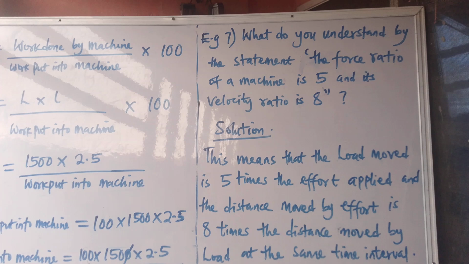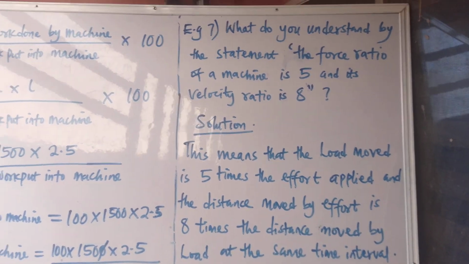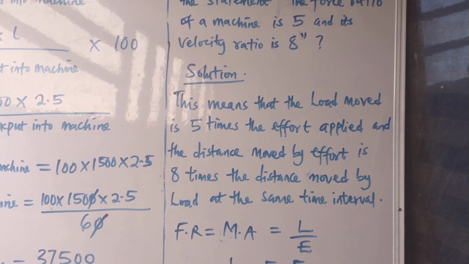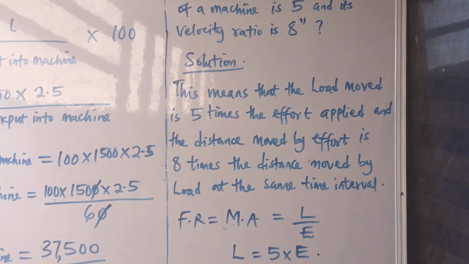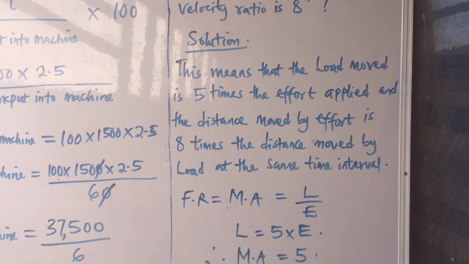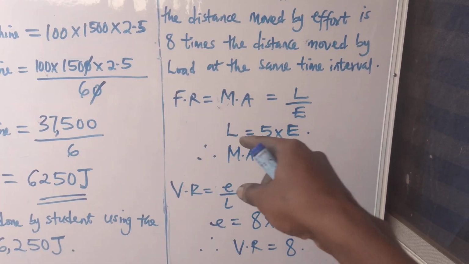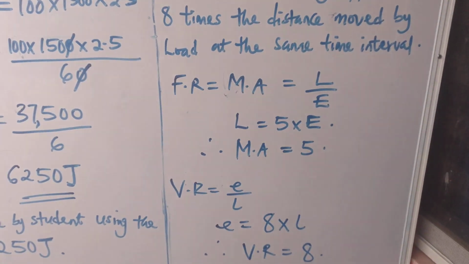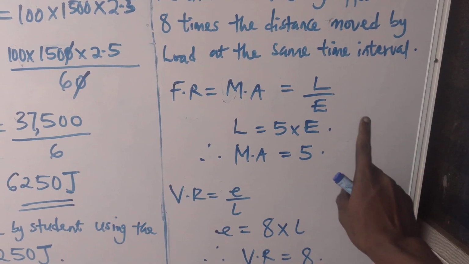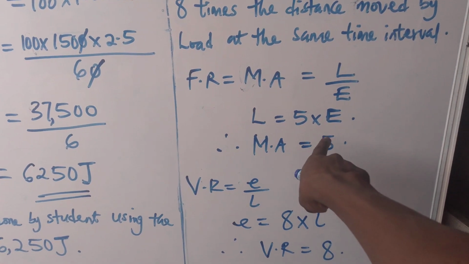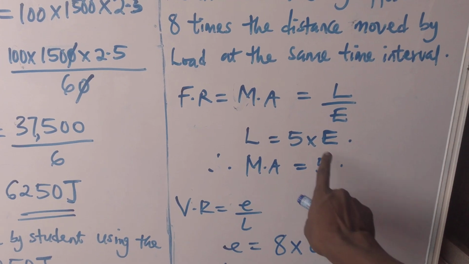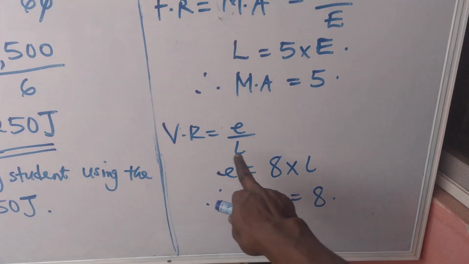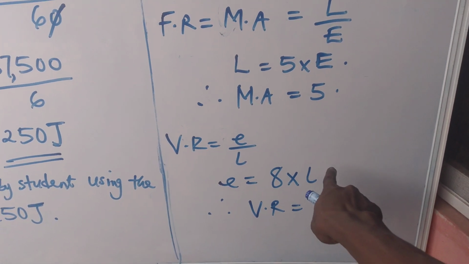It says, what do you understand by the statement: the force ratio of a machine is 5 and its velocity ratio is 8. So this means that the load moved is 5 times the effort applied, and the distance moved by effort is 8 times the distance moved by load at the same time interval. So mathematically, the force ratio is the same as mechanical advantage, which is load over effort. Now the load there is 5 times the effort, which means that is the mechanical advantage. So mechanical advantage is 5 if and only if the load is 5 times the effort. And velocity ratio is 8 if and only if the distance moved by effort is 8 times the distance moved by load.